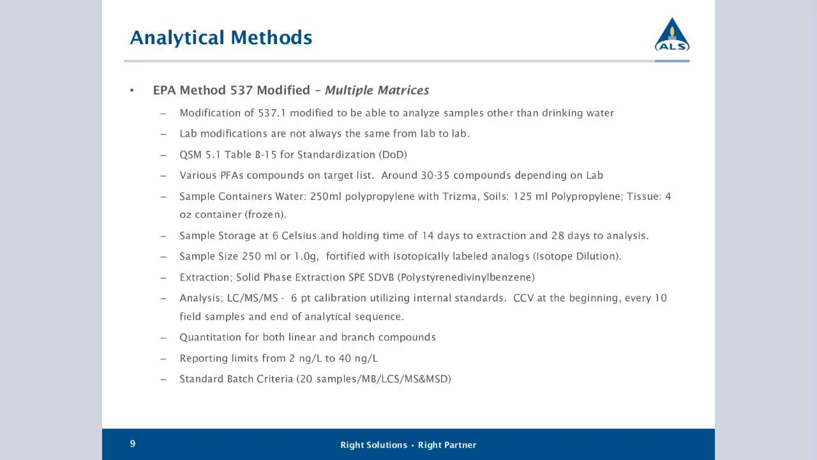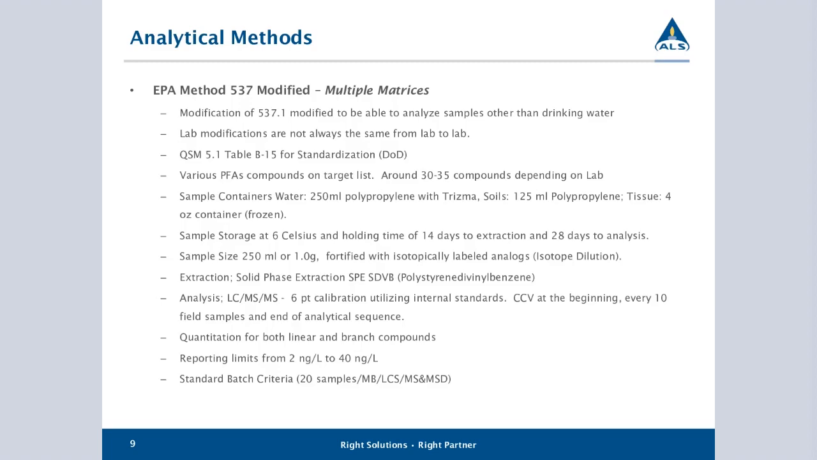It followed a lot of the 537 criteria as far as the bottle prep and the preservations. However, we had to make accommodations for soils and tissues if we were going to do those analyses as well. So again, all that criteria came from B15: the extraction, the holding times, things of that nature. So for the waters, 250 milliliters, just like 537, but now 1 gram for soils.